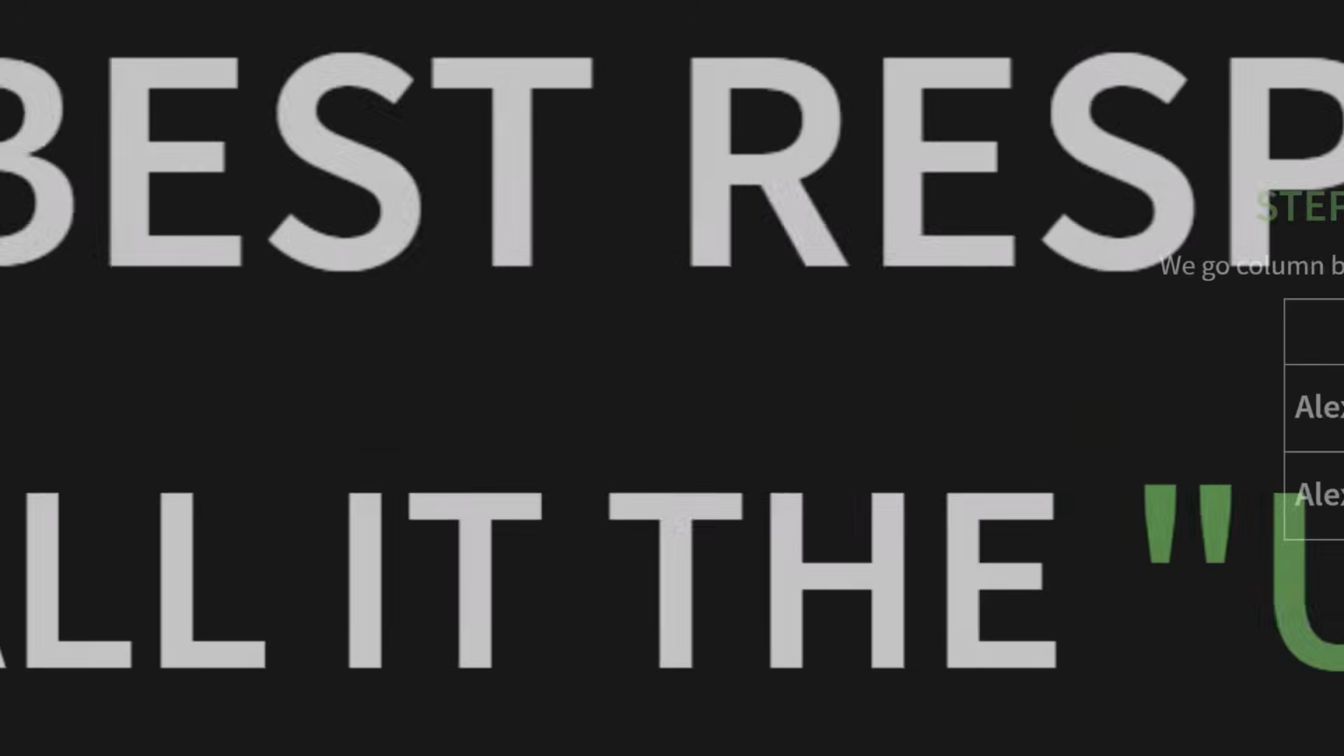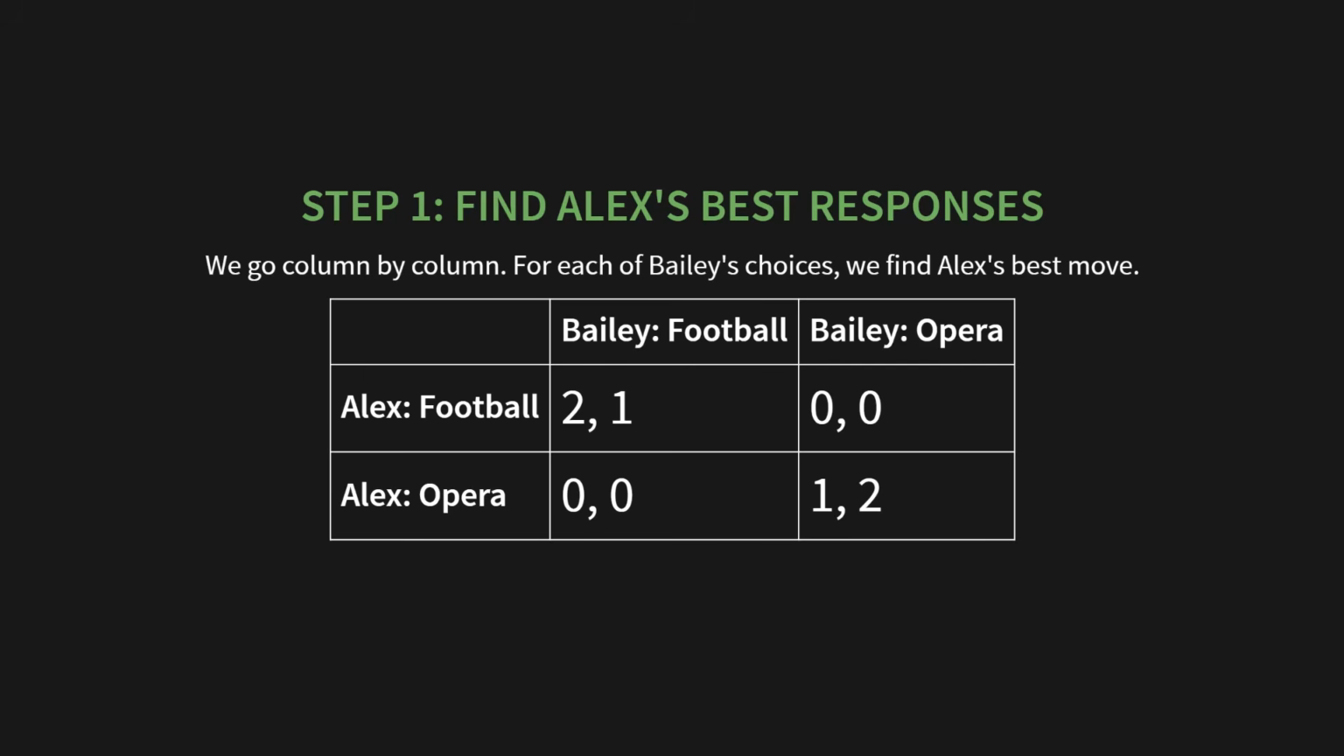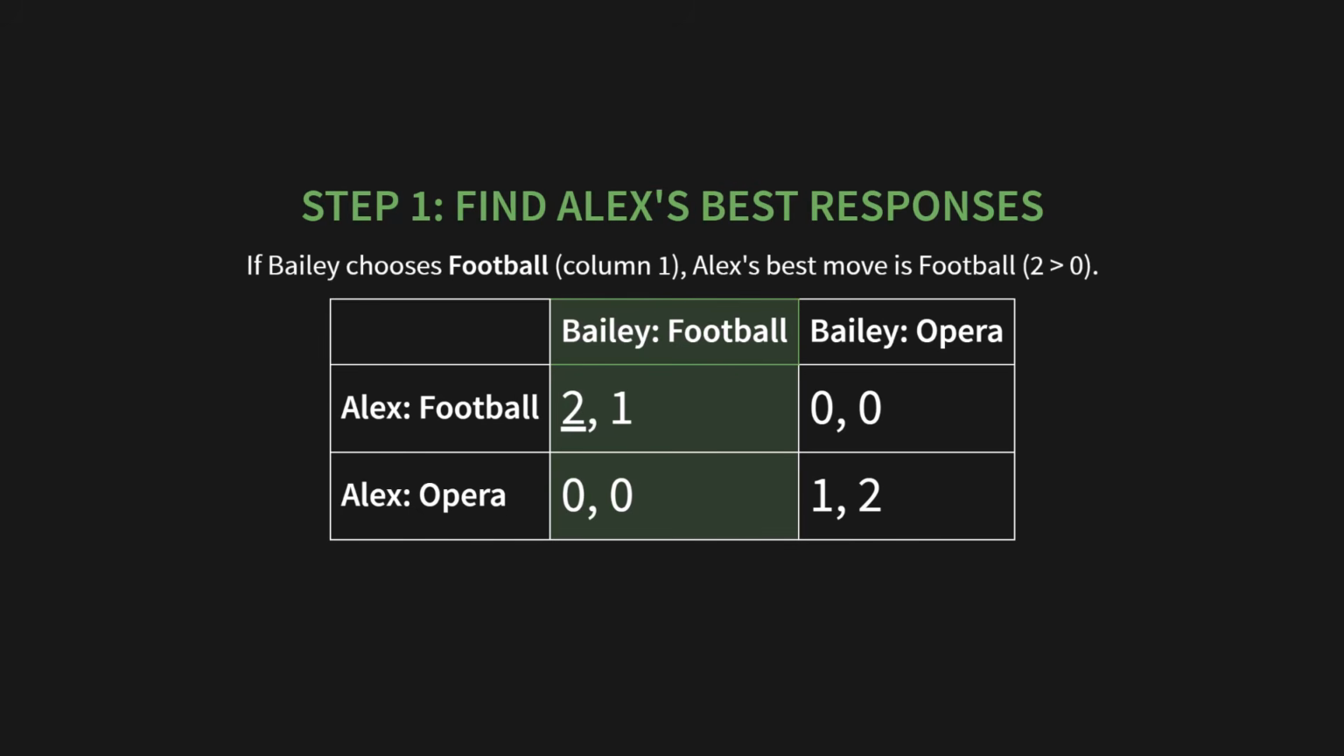Okay, let's walk through this together. Step 1, find Alex's best responses. We go column by column. For each of Bailey's choices, we find Alex's best move. First, let's look at the first column. If Bailey chooses football, what's Alex's best move? He can get a 2 by also choosing football, or a 0 by choosing opera. 2 is better than 0, so let's underline Alex's payoff of 2.